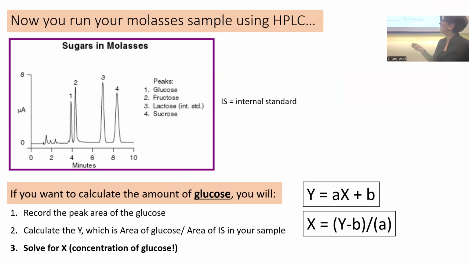Then you take the area of glucose and use the glucose equation of the line. But you have to take the area of glucose relative to the area of lactose, and you use that as your y. So the ratio of your component of interest to the internal standard is your y. Then you calculate x, which is the unknown. And you do that for each one of them.